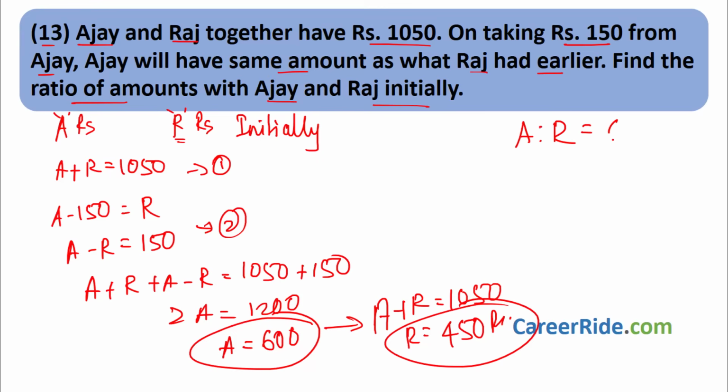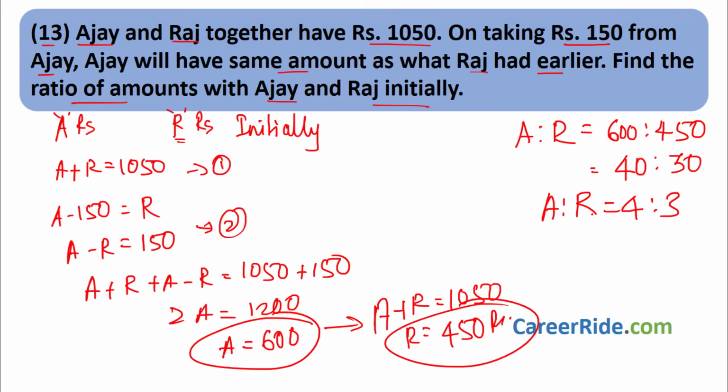Okay. So what is the ratio of amount of Ajay and Raj? It would be 600 is to 450. Now divide by 150, what you will get? 4, okay, is to 3. That would be 4 is to 3. So ratio of amounts with Ajay and Raj initially is 4 is to 3.